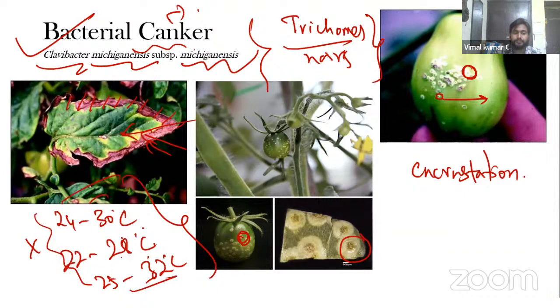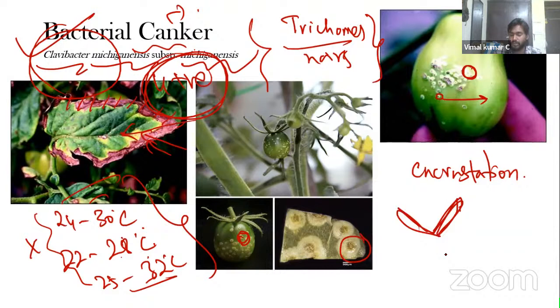Xanthomonas and Pseudomonas are both gram negative, as you know, and Clavibacter is a gram positive bacterium. Usually the colonies will be V-shaped, like this. Both Xanthomonas and Pseudomonas are either monotrichous or lophotrichous. Xanthomonas will be monotrichous only, and Pseudomonas will be either lophotrichous or monotrichous.